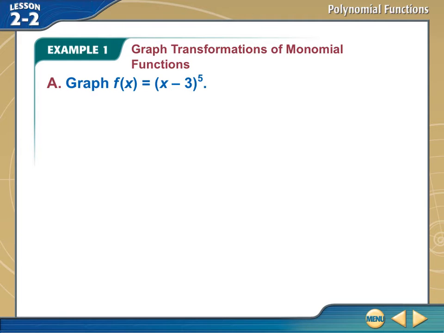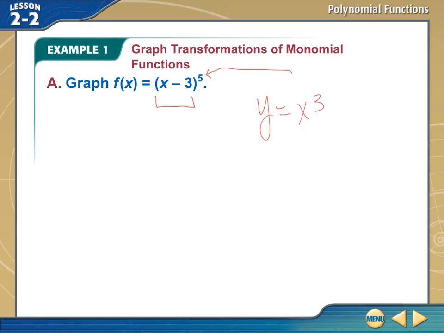Let's take a look at this problem right here. F of x is equal to this expression raised to the fifth power. What do we know about this problem? Well, we know that it is an odd degree function. How do we know that? Here we see the degree is to the fifth power. So this is going to be similar to our parent function, y is equal to x to the third power. So this graph is going to be shifted, take a look here, it's going to be shifted 3 units to the right.